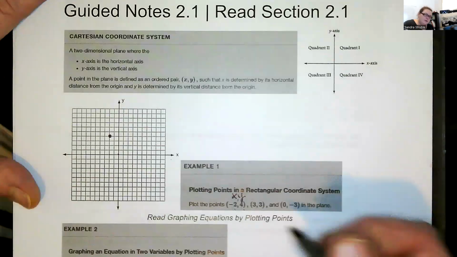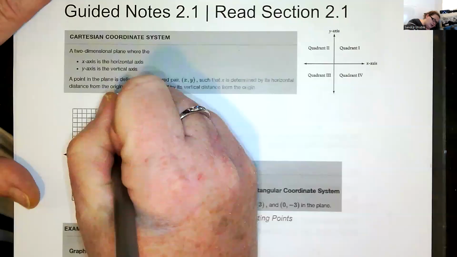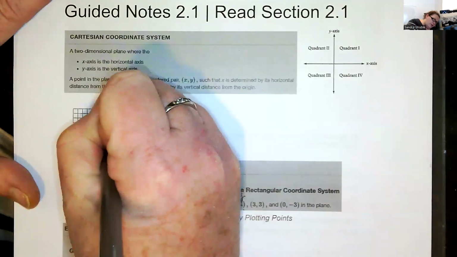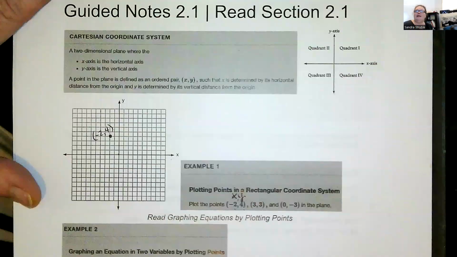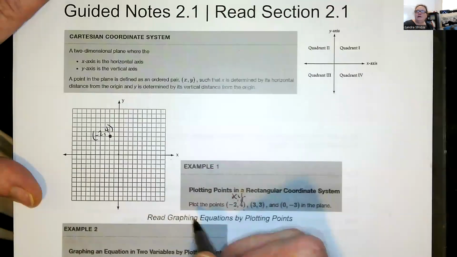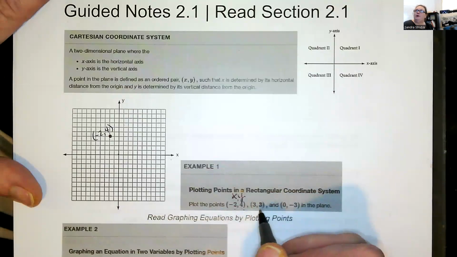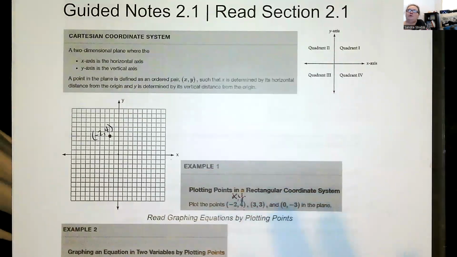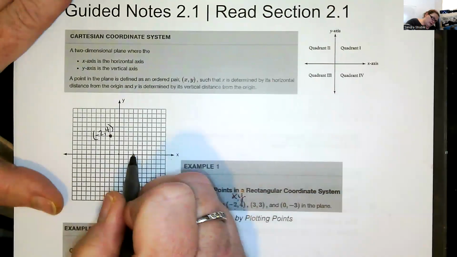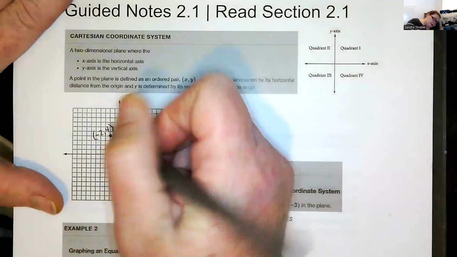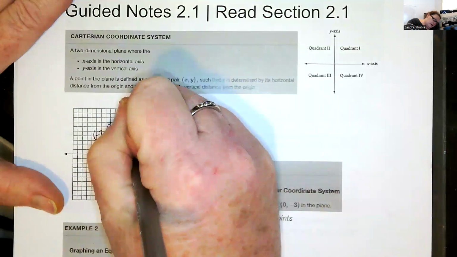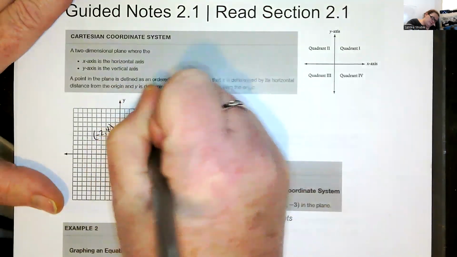And we need to label it. Don't just put a dot there. You always need to label what the heck it is. In class, I probably said, name your baby. So the next one is (3, 3). They're both positive. So we're going to be going to the right 3 and then going up 3. So 1, 2, 3, and then 1, 2, 3, placing your point, and then again, labeling it.